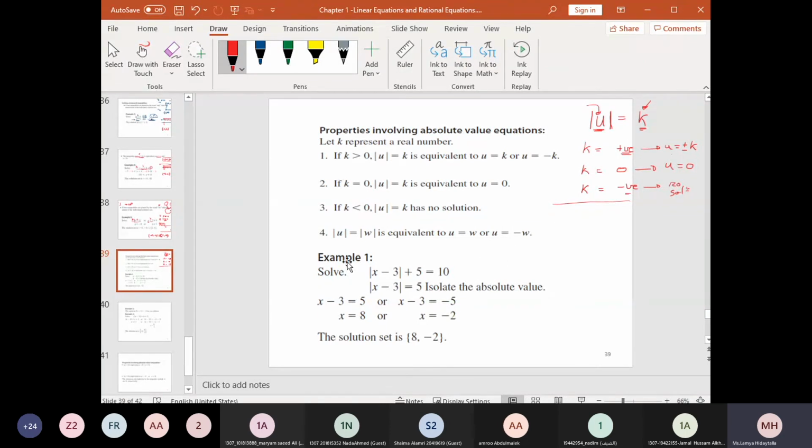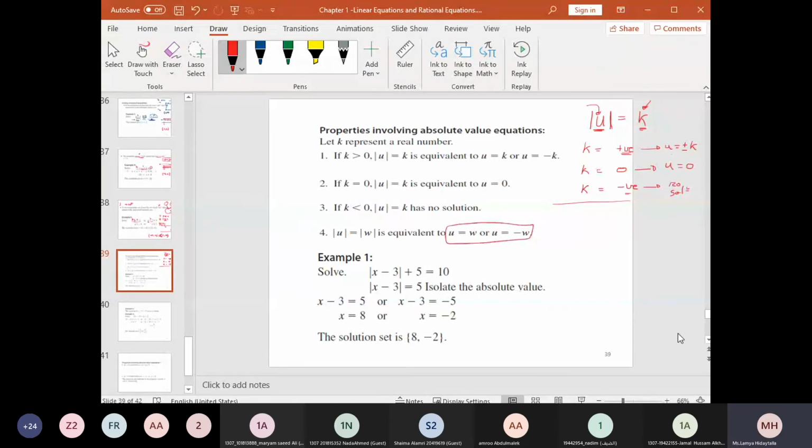Moreover, there is another case. What if the modulus of u is equal to the modulus of w? So in this case, either u equals w, like the positive case, because this is now going to be positive. So u is equal to w or u is equal to minus w. So this is the solution in this case.